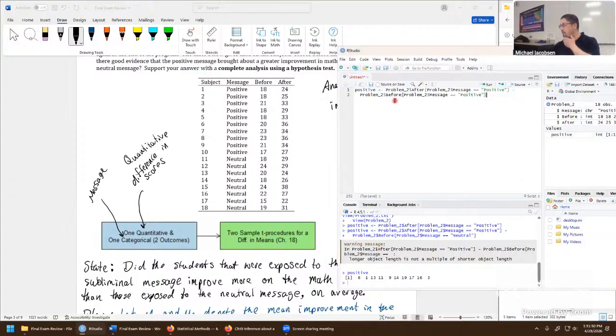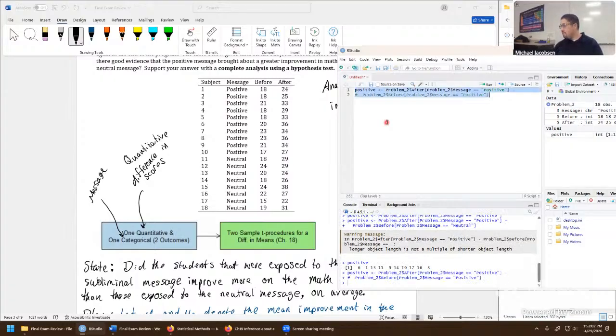Hang on, I think I have to debug my code on this. Let me see what's going wrong. Problem 2, message is positive. Let me comment this out just to see where my error might be. Okay, that part worked there. So I have a problem on this statement, Problem 2.